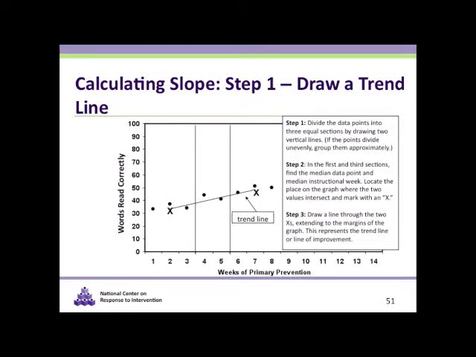Calculating the slope of a CBM graph is important to assist in determining student growth during primary, secondary, and tertiary prevention. First, graph the CBM scores. Then, draw a trend line and determine slope using a procedure called the Tukey method. Let's look at how the Tukey method works.